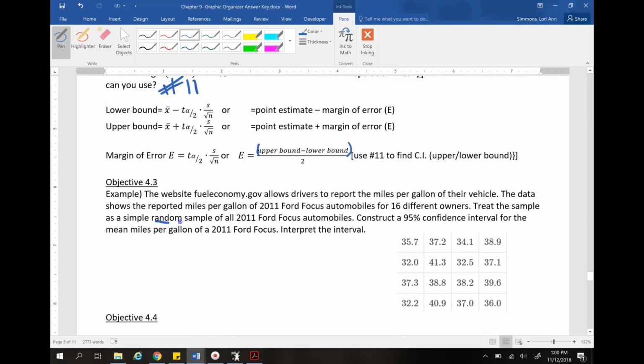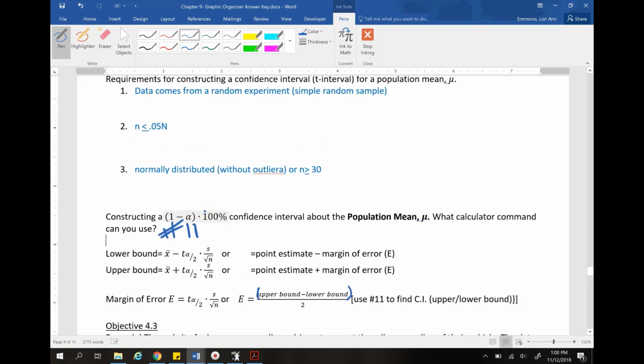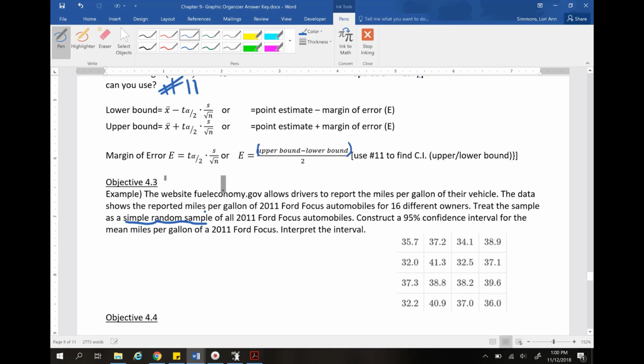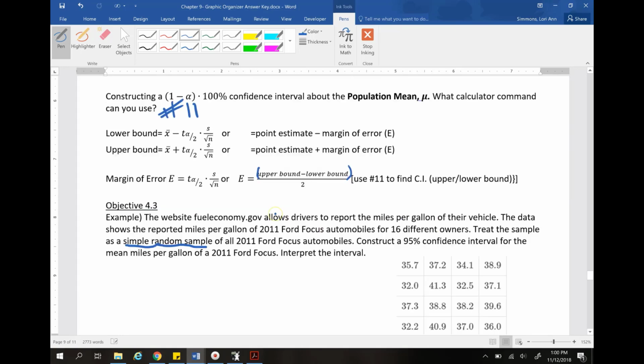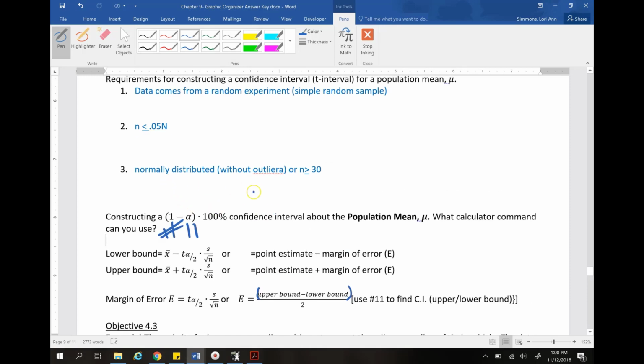So the first criteria was that it's random, which it was. Second, 5% of the population. This 16 is definitely less than 5% of the total Ford Focuses out there. And then normally distributed.